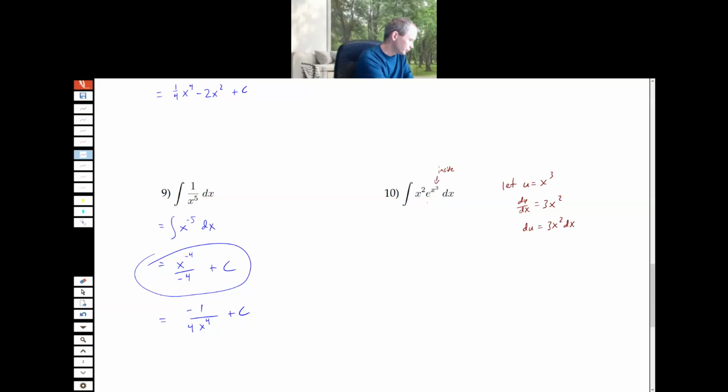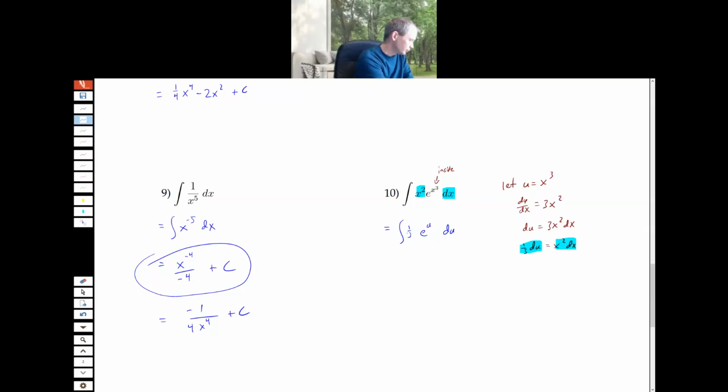I have an x squared times dx in the problem, but I don't have the 3. So just divide both sides by 3. So 1/3 du is x squared dx. Okay, so this x squared times dx can turn into a 1/3 du. So I'm going to rewrite this now as the integral. The x squared dx is going to become a 1/3 du. And e to the x cubed, we said x cubed is u, so I'm just going to turn that into an e to the u.